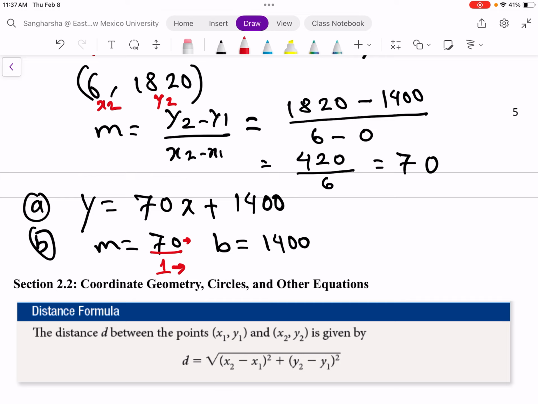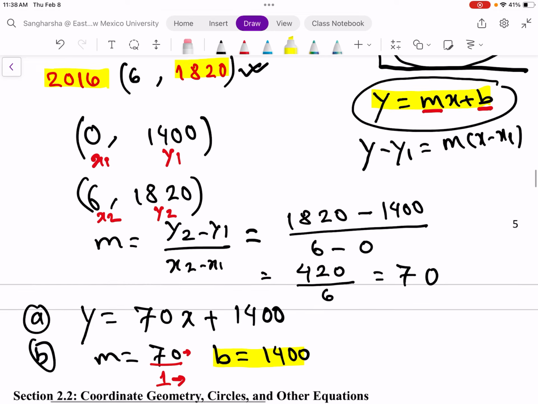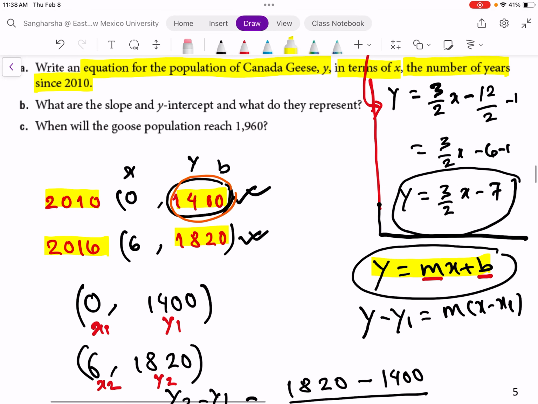Okay, and what does this y-intercept tell us? So what is this 1400? What kind of information can we get from this y-intercept? The population in 2010. 1400 is the population in the year 2010. So the y-intercept gives us the population of geese in 2010, that's 1400. The slope gives us the number of geese that increase every year. And the last is, when will the goose population reach 1960?